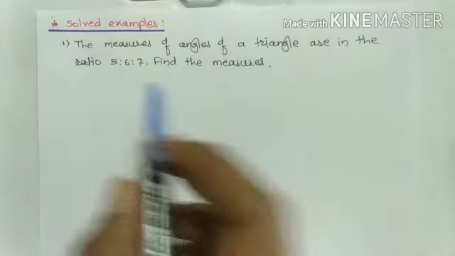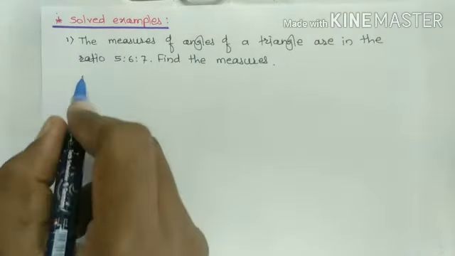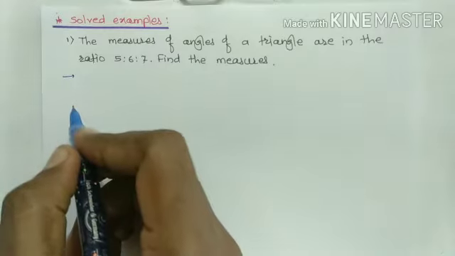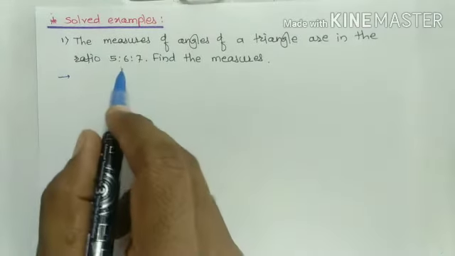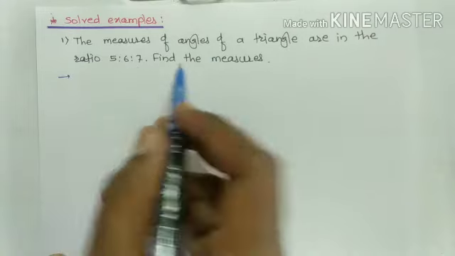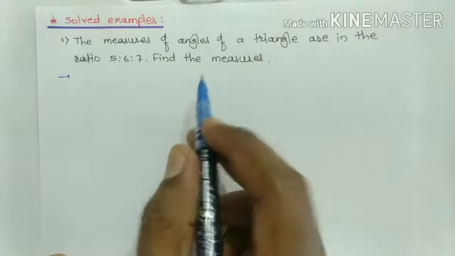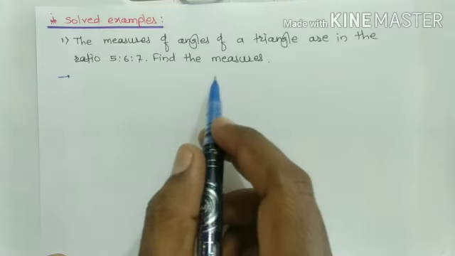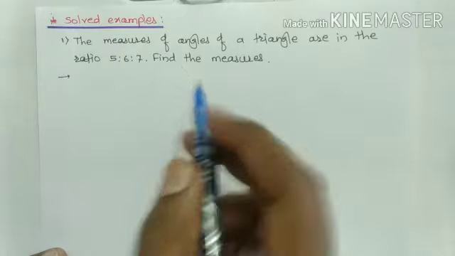Now we are going to solve the given examples, the solved examples in our textbook. The first example is: the measures of angles of a triangle are in the ratio 5:6:7. Find the measures. Here we use the property of sum of measures of angles of the triangle to find the measures of all the angles of this triangle.